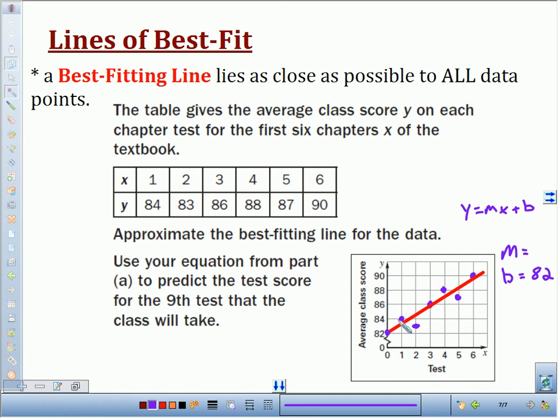And I'm looking for where it crosses. It doesn't seem to cross at a whole number here, but it does seem like it crosses at a whole number at (3, 86). So I'm going to say that from (0, 82) to (3, 86), I can count out my slope. It moves up 2 and over 3. So with a rise of 2 and a run of 3, it's a slope of 2/3. Using this information, I can say that the equation for my line is y = 2/3 x + 82.